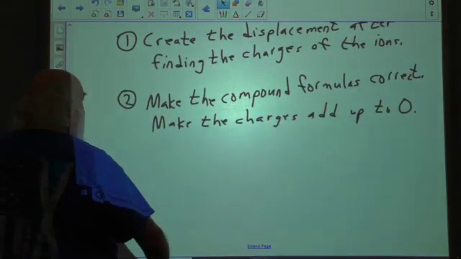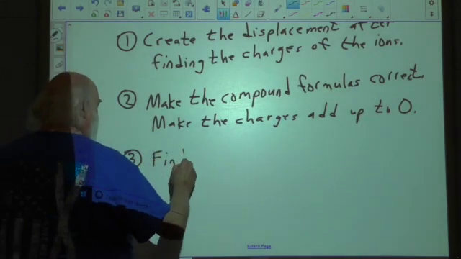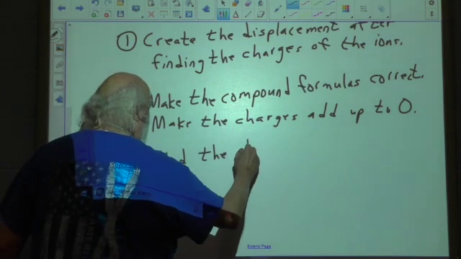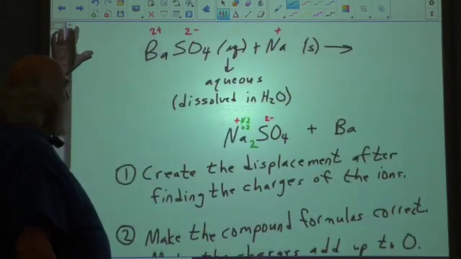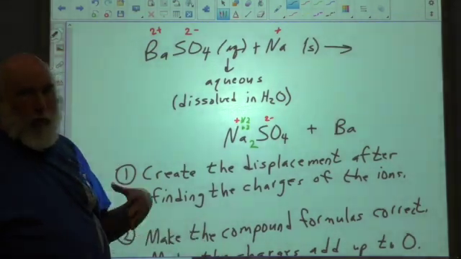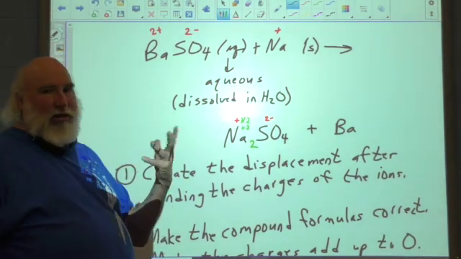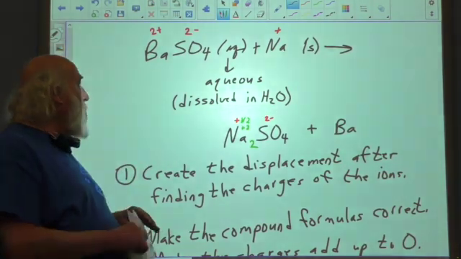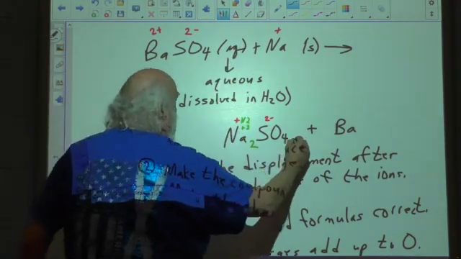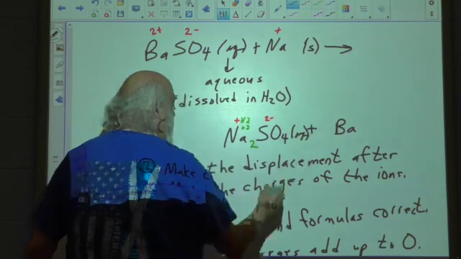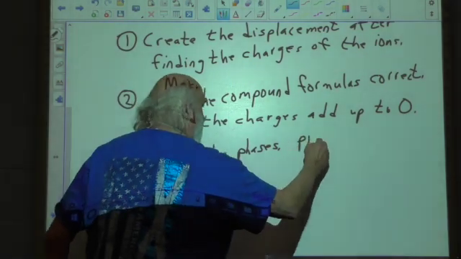Next, we have to find the phases. Okay? Now when this happens, this is what we're going to do today. We may end up doing it slightly different the next time we have a lesson, because we're going to see something occur. But for right now, this is what we're going to do. When you create a new compound, it's going to stay dissolved in water. So we're going to put the phase for this as aqueous. So the phase of the new compound is aqueous.